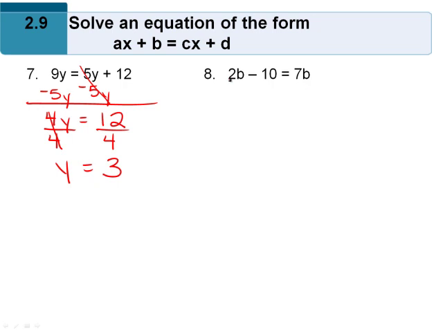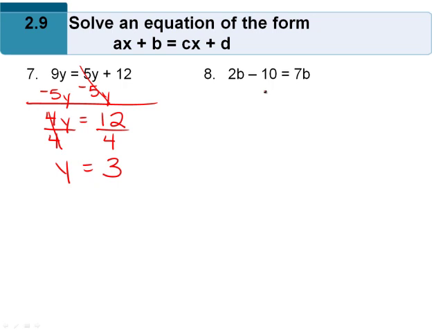So if I can get the 2b over there with it, then I've got all the variables on one side and just a constant on the other. Okay, so if you have an equation where there's only one variable term on one side and nothing else with it, move the variable to that side. It'll make your life a lot simpler.